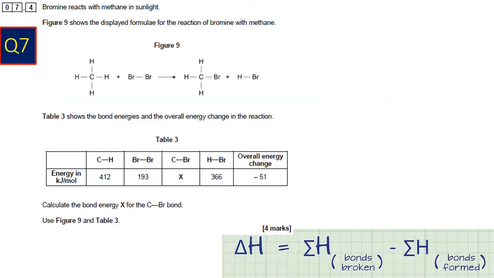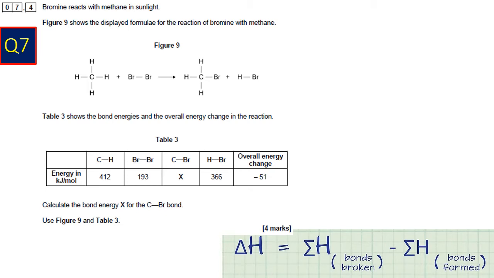So we're told that bromine reacts with methane in sunlight, and we have a figure showing the display formulae for the reaction of bromine with methane. And we're given the bond energy and the overall energy change in the reaction in the table. So it asks to work out what X is using the diagram, figure 9, and the table.